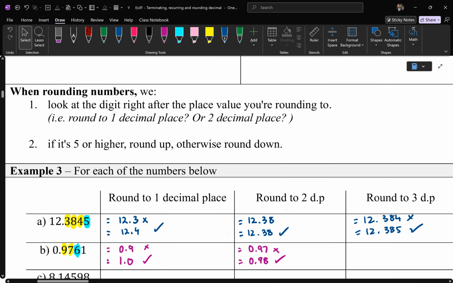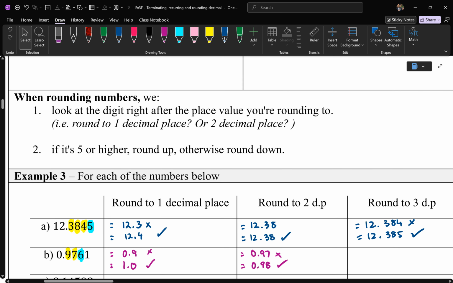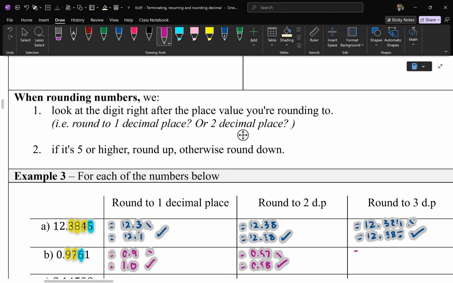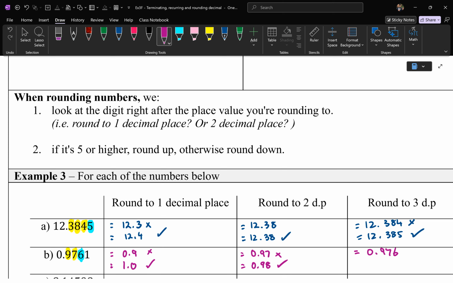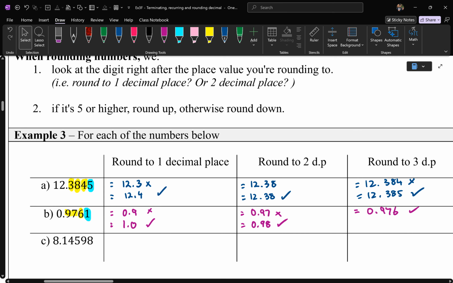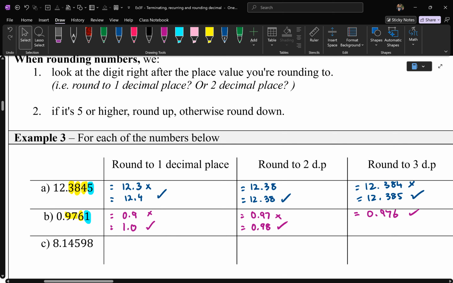Last one, round to 3 decimal places. Can I please have, let's go with Eknoor. Very good, 0.976, because I have 3 decimal places, 976. Check the next digit. It's a 1. It's smaller than 5, so you leave it as it is. Still 976. It doesn't change.